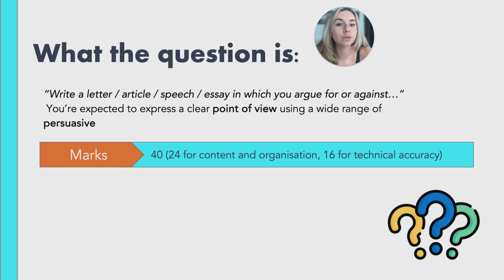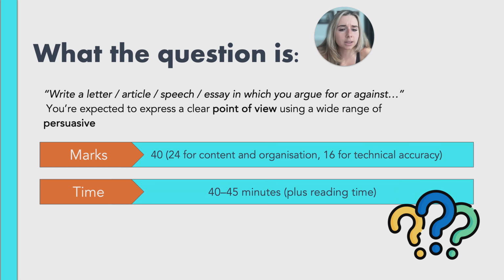It's 40 marks. It's 24 marks for the content and organisation, i.e. how well you write, and 16 for technical accuracy, i.e. SPAG, spelling, punctuation and grammar. Time to spend is 40 to 45 minutes plus reading time, so kind of around that time.